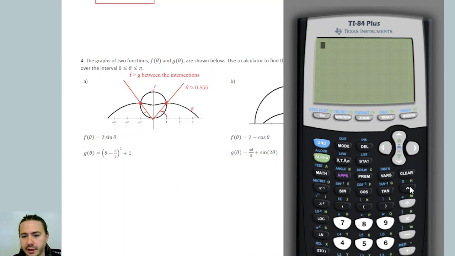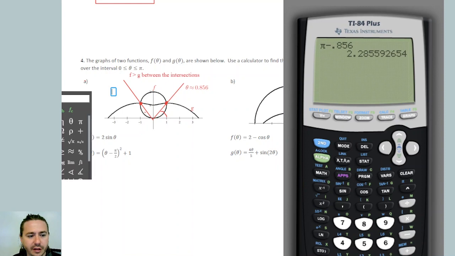So I'll say pi minus the 0.856. And I do get 2 point something. Okay, good. So theta over here is approximately 2.285.